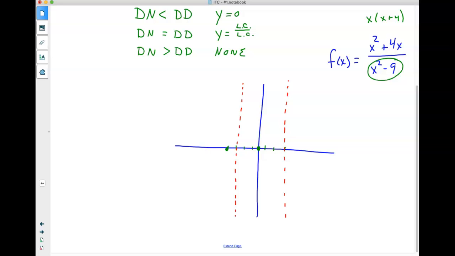And if I look here, if I compare my powers, notice the biggest power in the top is x squared, the biggest power in the bottom is x squared. Because those degrees or powers are equal, I got to take the coefficient on the top, which is 1, and the coefficient on the bottom, which is 1. So my horizontal asymptote is going to be at y equals 1 over 1, or 1.